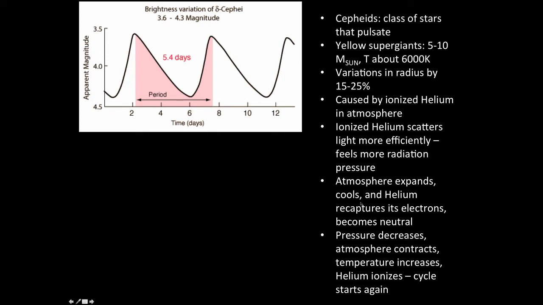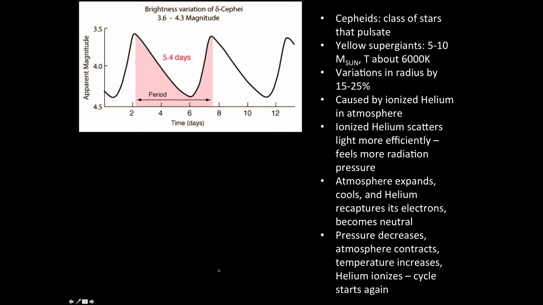As the atmosphere expands, it cools. And as it cools, helium will recapture its electrons and become neutral. But neutral helium doesn't scatter light very much, and so all that extra pressure is lost. The pressure decreases and the atmosphere contracts. That causes the temperature to increase, and that causes the helium to ionize again, and then the cycle starts over.